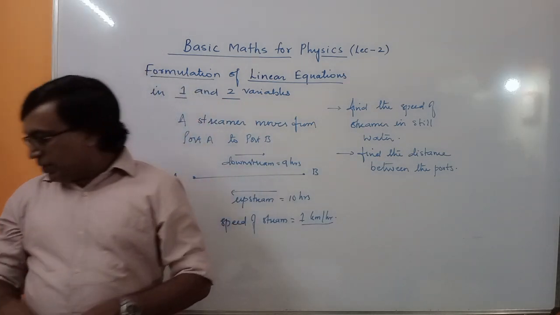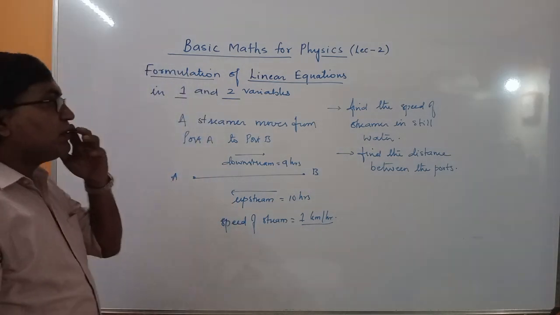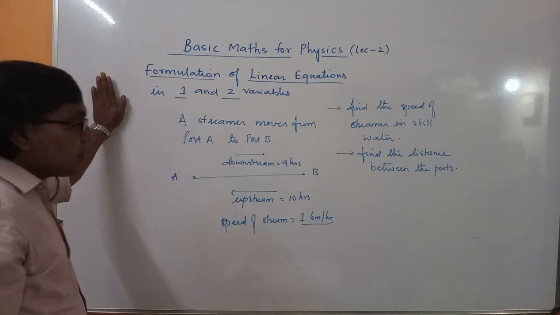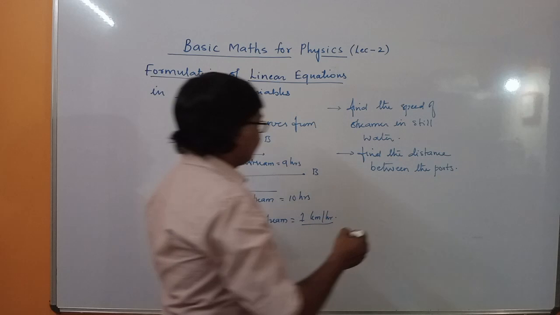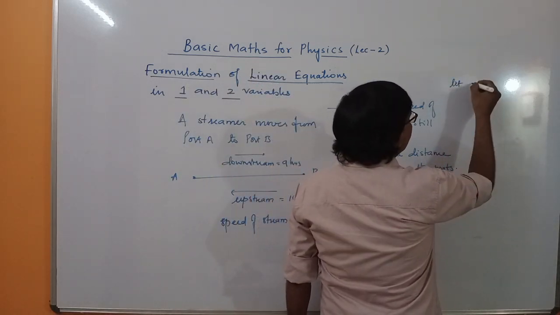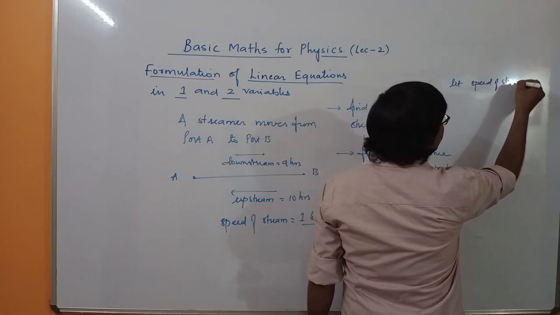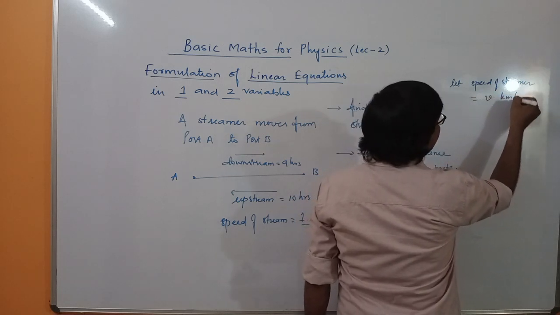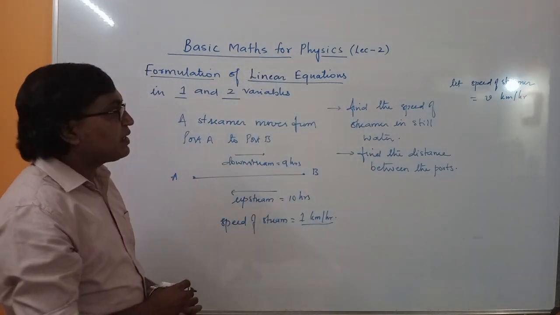Okay, so again a simple problem. Solve it. Just convert it into equations. So again we'll assume the speed of the streamer is equal to V kilometers per hour, or you can take x kilometers per hour.